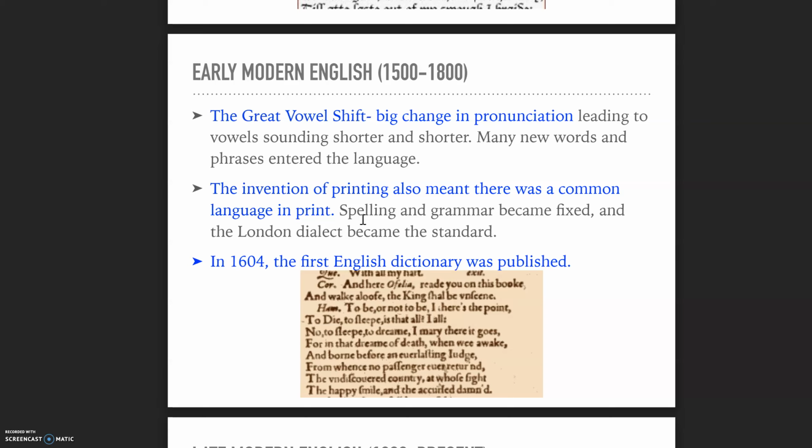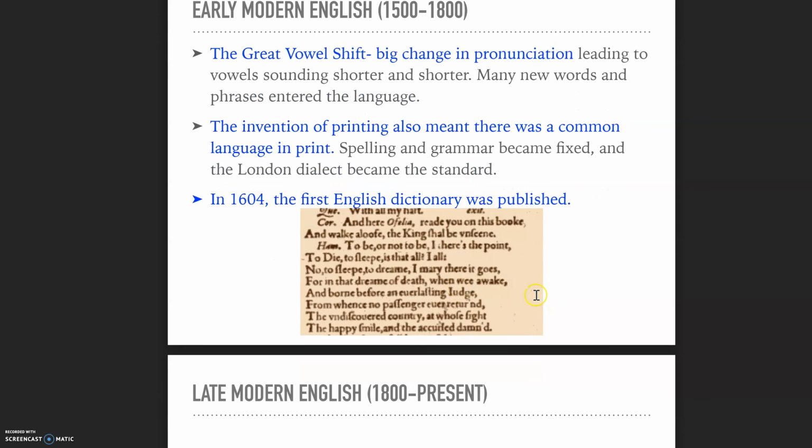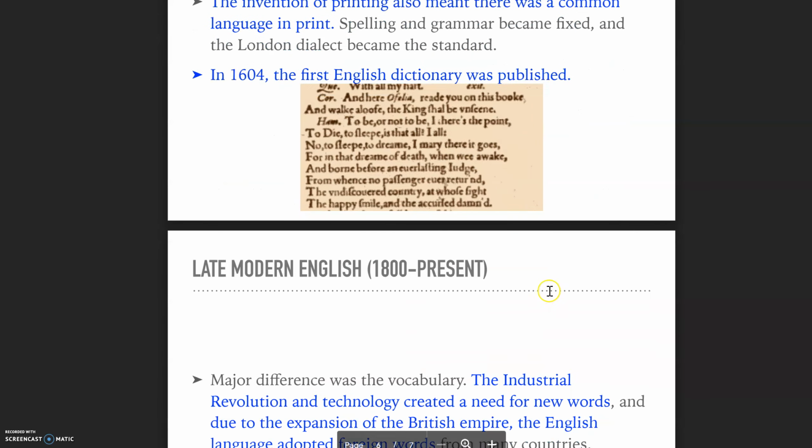In 1604, the first English dictionary was published. So now, not only do we have a common language in print, but we have a dictionary of words that are widely available for people to understand. It's a fixed dictionary, and obviously it changes over time. Things enter the dictionaries all the time, but this was a huge deal during early modern English.